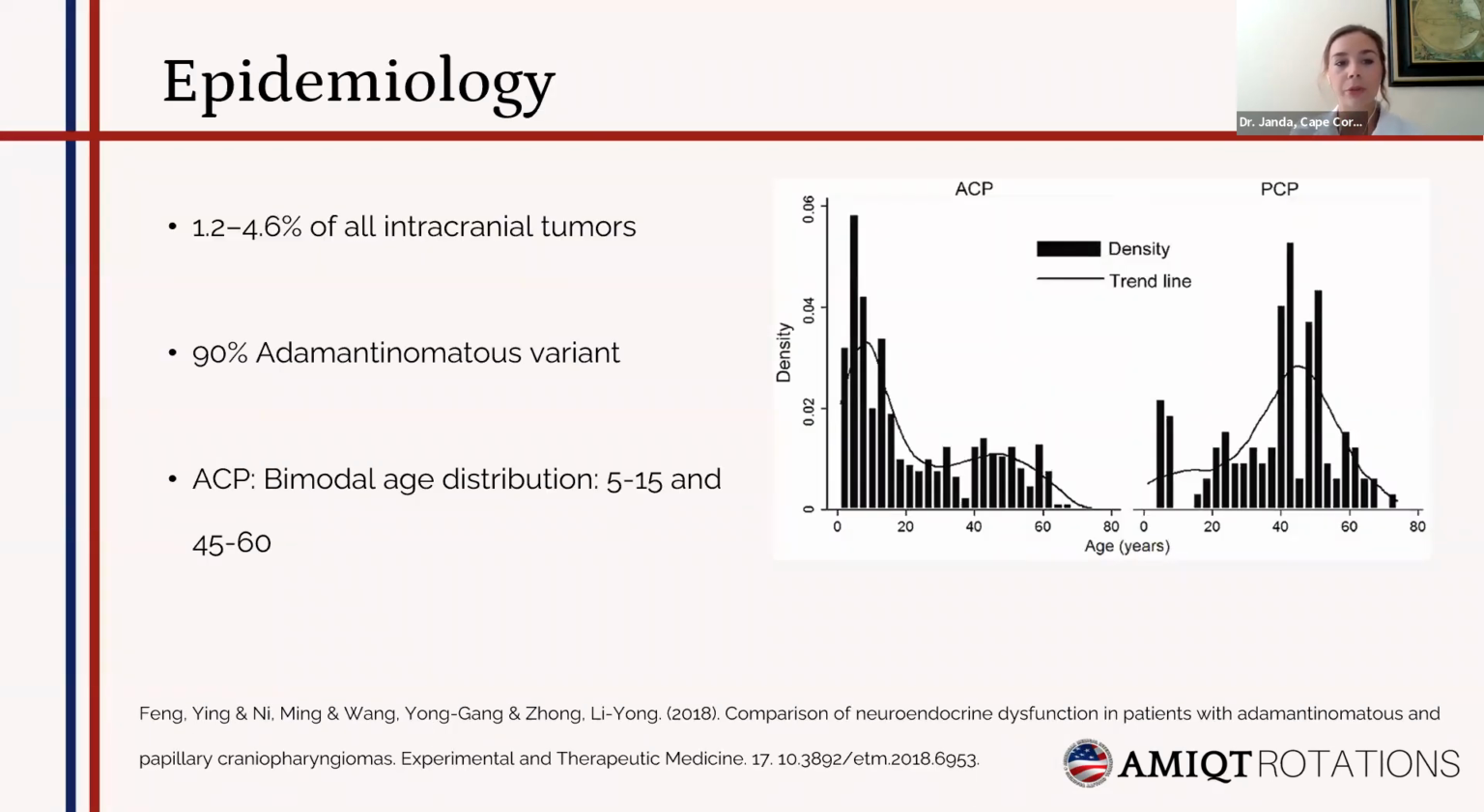Craniopharyngiomas account for roughly 1.2 to 4.6% of all intracranial tumors. The adamantinomatous variant is way more common and makes up around 90% of all craniopharyngiomas. It occurs more often in children aged 5 to 15 and makes up around 10% of all intracranial tumors in that population. But it has a bimodal age distribution with a second peak around 45 to 60 years of age. As you can see here, that's the first peak and that's the second peak. The PCP, on the other hand, occurs exclusively in adults, as you can see here, but it's still less common in that age group than the ACP.